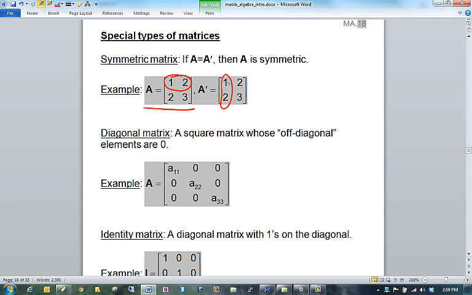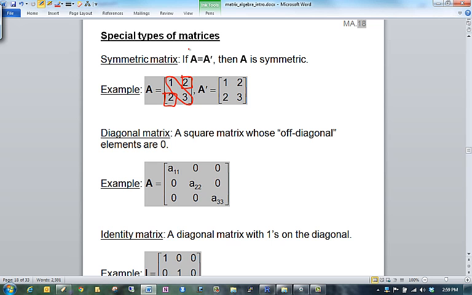Let's next talk about a diagonal matrix. First of all, well, what is a diagonal of a matrix? The diagonal of a matrix are the elements that correspond to when the row number is equal to the column number. So 1 and 3 lie on what's called the diagonal of the matrix. All the other elements of a matrix then are called the off-diagonal elements.